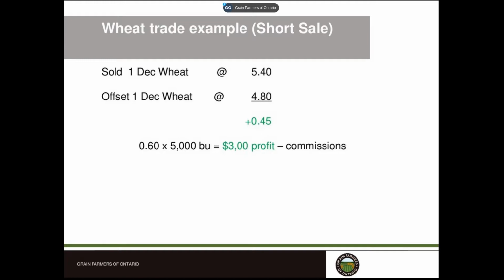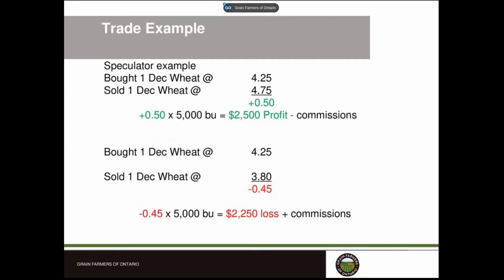So he could have just as easily done it as a speculator. You could have done it. I could have done it. Anybody can trade these markets. And in this case, he just decided he thought for whatever reason the price of wheat was going to go down. He sold it at $5.40, bought it back later at $4.80, and the difference between the two, 60 cents, is his profit because he sold it and bought it back at a lower price. Make sense? All right. So here's another trade example.